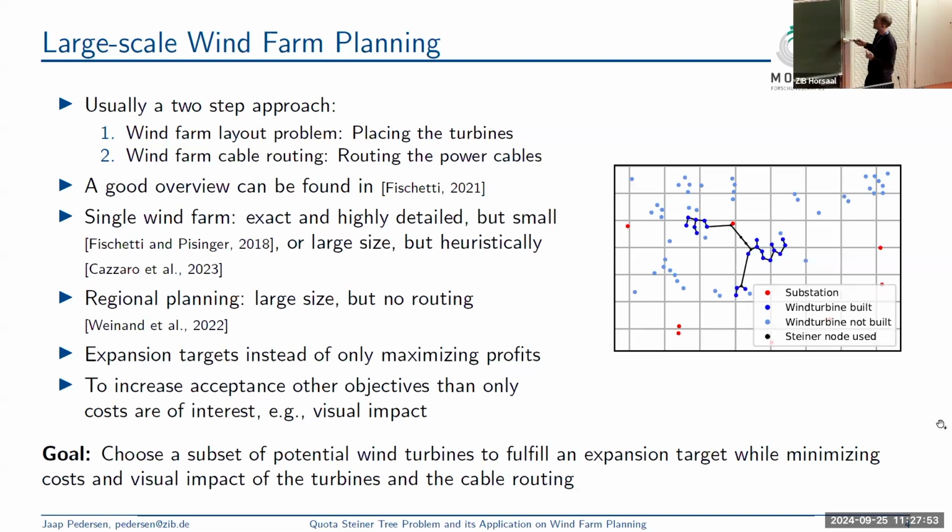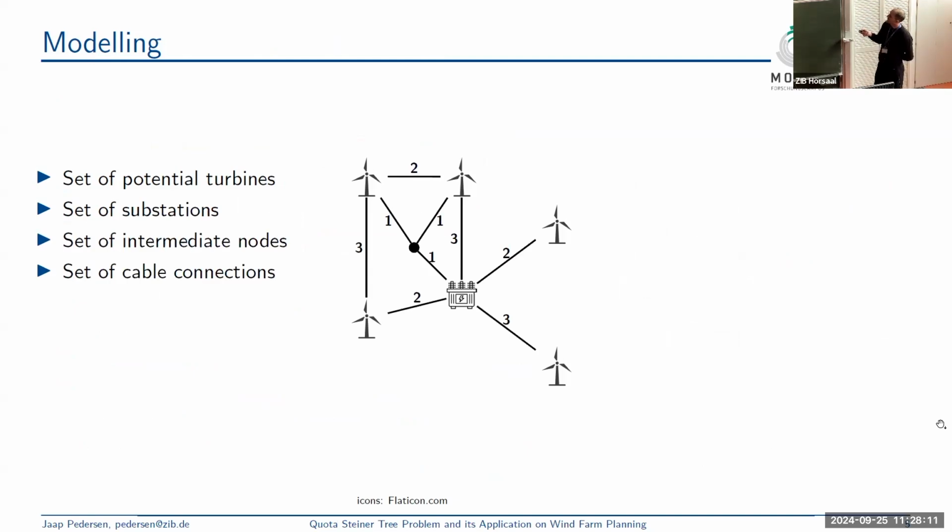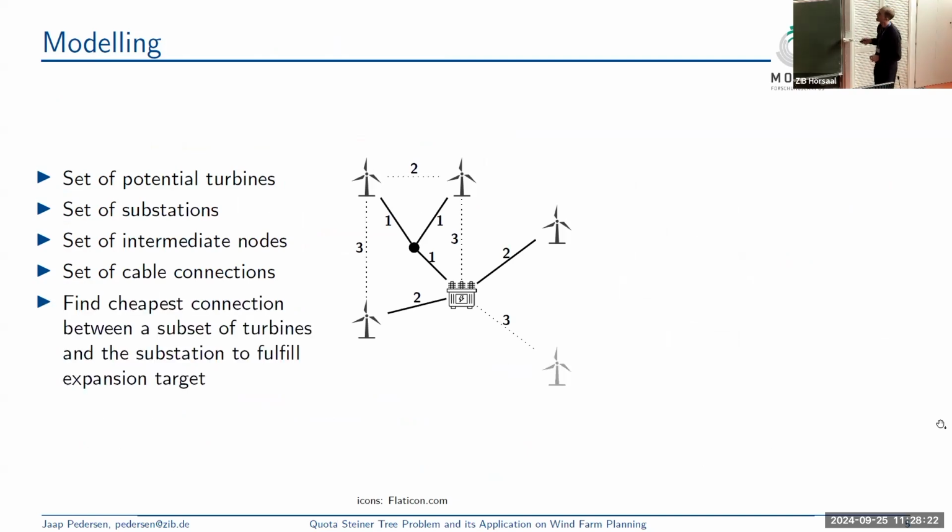So now let's come a little bit more into the modeling. To be a little bit more specific, we have a set of potential terminals in our area. Then we have a set of substations which are connected to the overlaying power grid. And then you have a set of connections you can choose from, and you might even have some intermediate nodes where you can split the cables, or you have to route around something, and so on. And then we want to find the cheapest connection to fulfill an expansion target. Here for this target, we need 4 wind turbines, and these ones are the cheapest to connect.